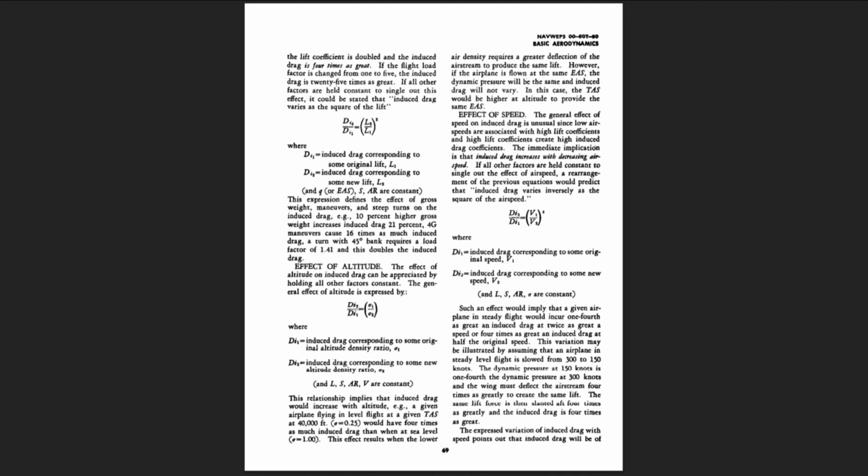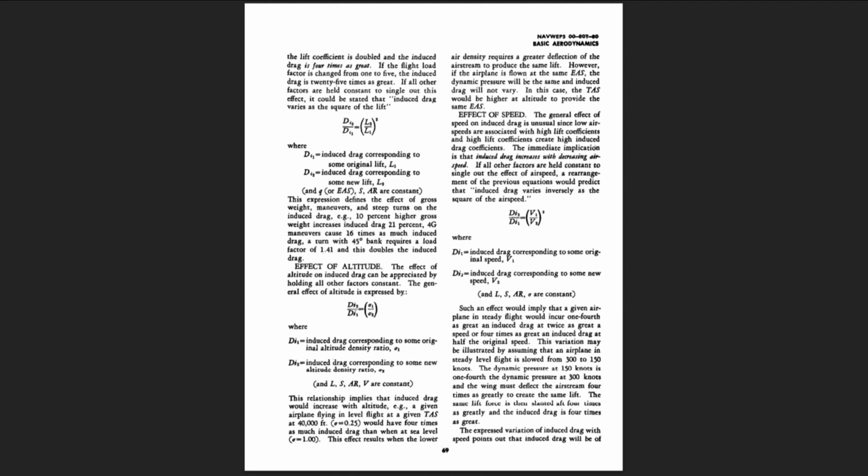Such an effect would imply that a given airplane in steady flight would incur 1/4 as great an induced drag at twice as great a speed, or 4 times as great an induced drag at half the original speed. This variation may be illustrated by assuming that an airplane in steady level flight is slowed from 300 to 150 knots. The dynamic pressure at 150 knots is 1/4 the dynamic pressure at 300 knots, and the wing must deflect the airstream 4 times as greatly to create the same lift. The same lift force is then slanted aft 4 times as greatly, and the induced drag is 4 times as great.